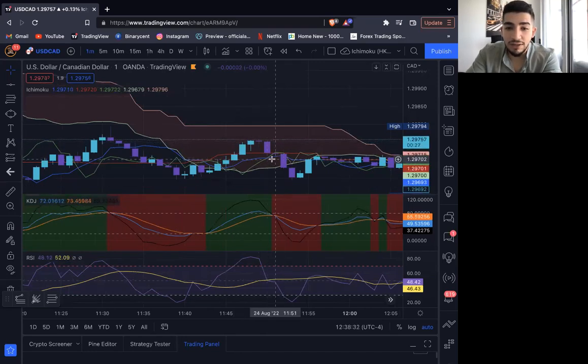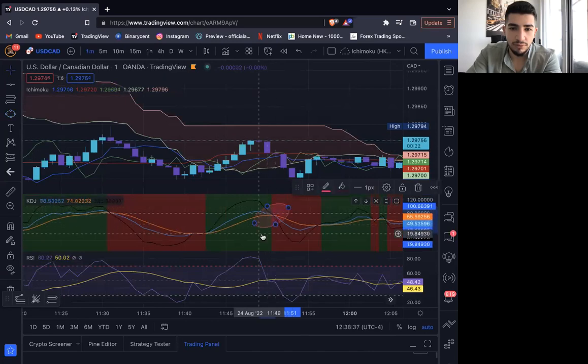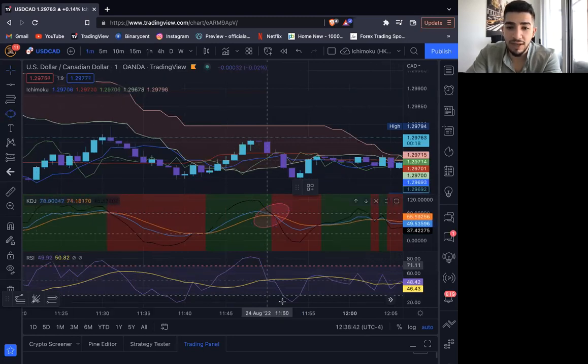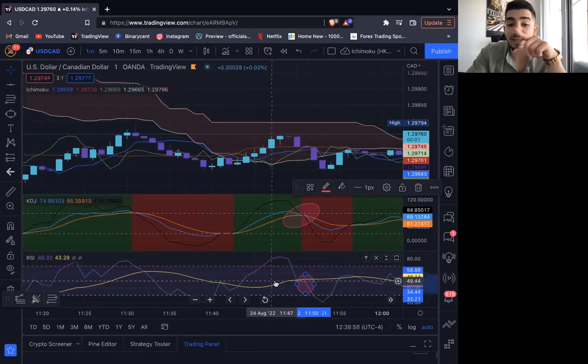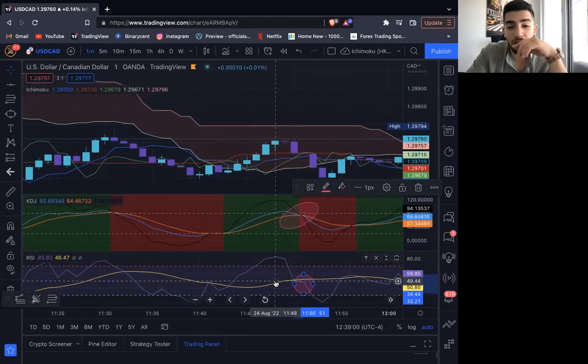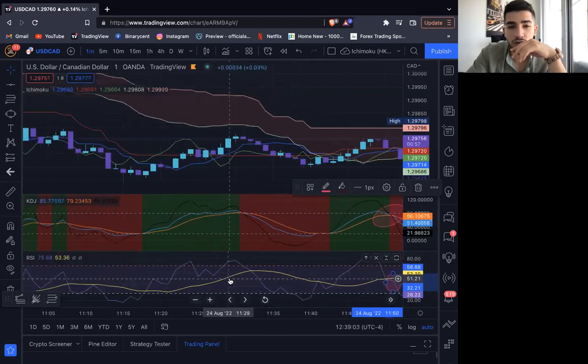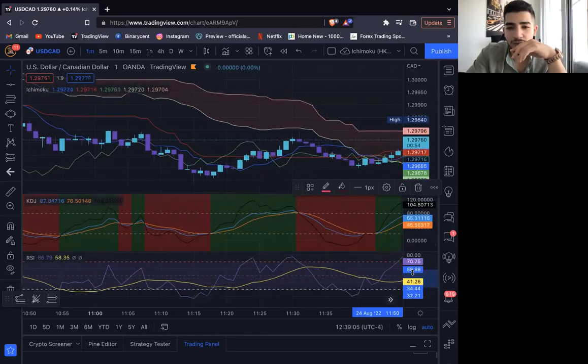If my KDJ lines cross, right? My Ichimoku is red, cool. But my RSI is in the middle and it's already dropping. It's not as strong of a trade. So I would not enter this trade anymore. Now, that's an example of what not to do, yeah? My RSI is low. The example of what to do is right here.